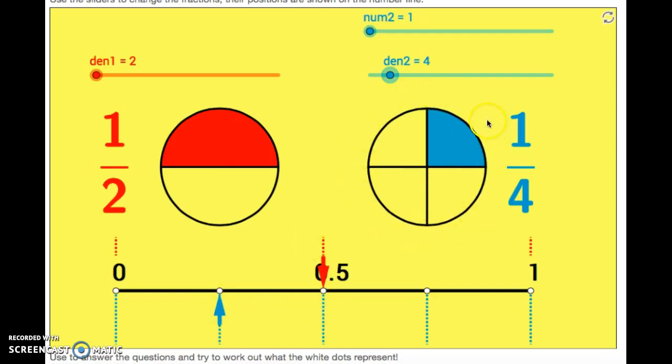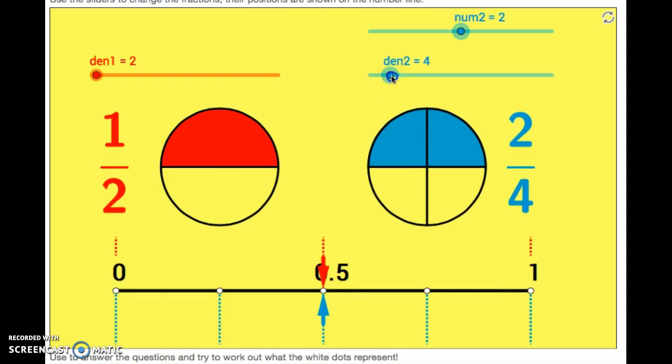So if we look at this 1/4 right here and 1/2, do you think we can change this 1/4 to make it equivalent to 1/2? Well, yes, we can. We can change the numerator to 2, and that would make 2/4. And as you can see, 1/2 and 2/4 is equivalent. The same amount is shaded. Even though we have more parts, the same amount is shaded. And down here on the number line, you can see that as well.